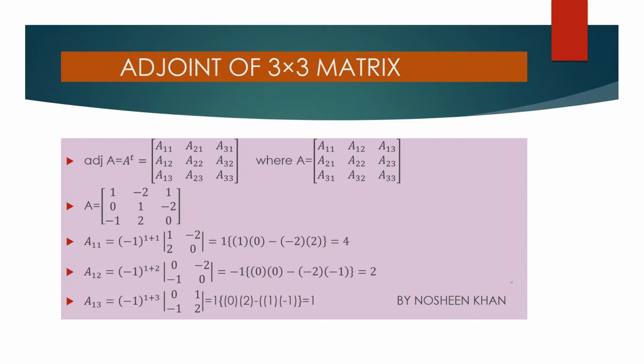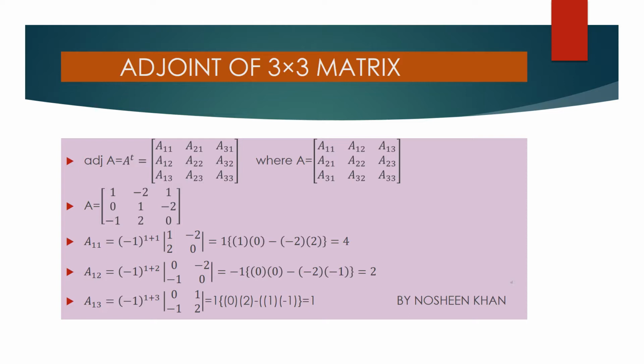Similarly, the second cofactor in the matrix A is A12, so the second column and the first row will be neglected, and the remaining values are 0, minus 2, minus 1, 0. And the third cofactor in the matrix A is A13, so the third column and the first row will be neglected, and the remaining values are 0, 1, minus 1, 2.